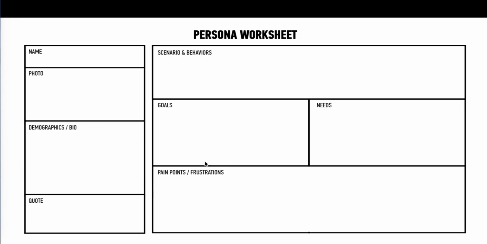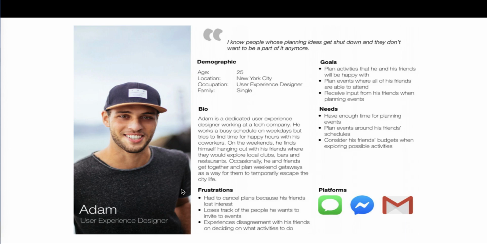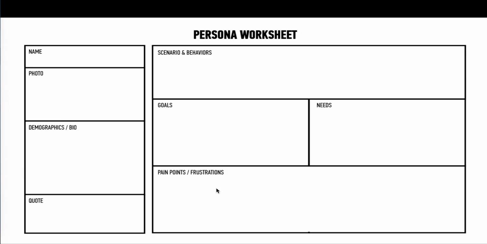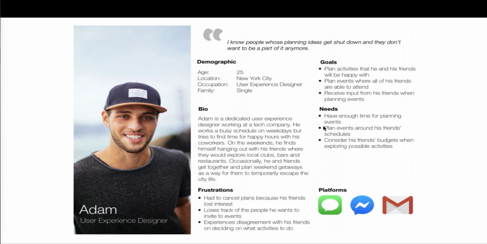This is a basic summary of how a persona can work. You're going to put the user's goals, needs, their pain points, scenarios, and behaviors, photo, demographics, and a quote. As you can see, Adam's pain point was that his friends had to cancel plans. People were losing interest. He didn't like that. That was super frustrating. He needed to have enough time for planning events and be able to plan around his friends' schedules. His goals: he wanted to make sure that he could hang out with his friends. Being a user experience designer can be stressful at times. He wanted somewhere to go on the weekends and kind of just let loose.